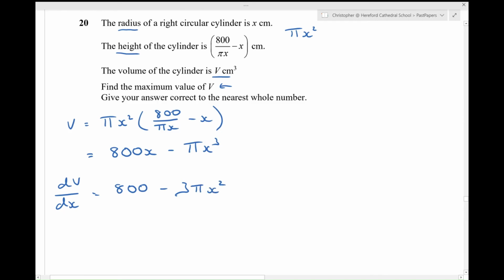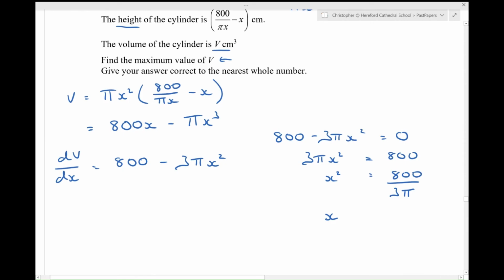Now, I need to find what values of x will maximize the volume. So I'm going to find what values of x make that differential equal to 0. Right, so I'm solving this equation now. So x squared is going to be 800 divided by 3 pi, and the value of x which makes that differential equal to 0 is the square root of 800 over 3 pi, which, by the way, is 9.21. So the volume is at its maximum when x is 9.21.